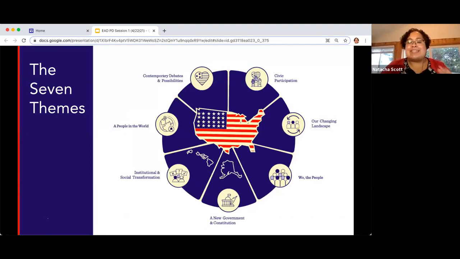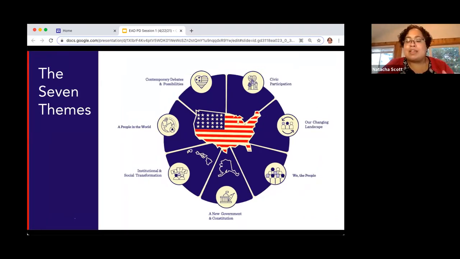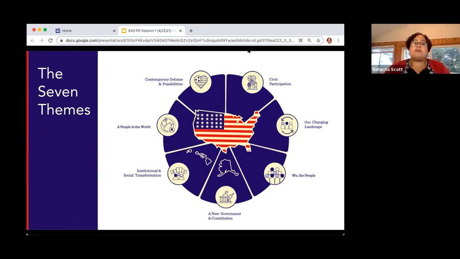When we think about the design, the roadmap has several different components. The roadmap has 7 themes: civic participation, our changing landscape, we the people, a new government and constitution, institutional and social transformation, a people in the world, and contemporary debates and possibilities. Today, as we talk about design challenges 1 and 2, which I'll go into in a little more depth in a bit, we're really going to be touching on themes 1, 2, and 3 as well. So you'll see connections being made across those themes.